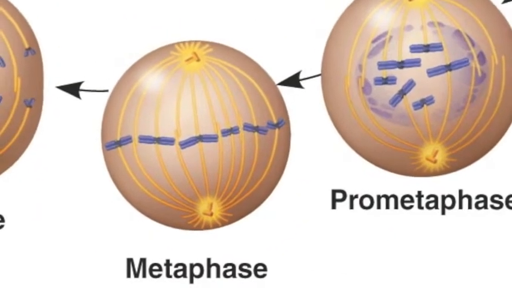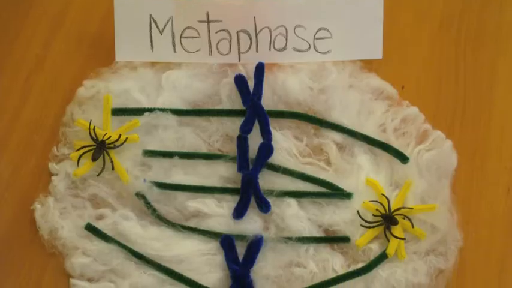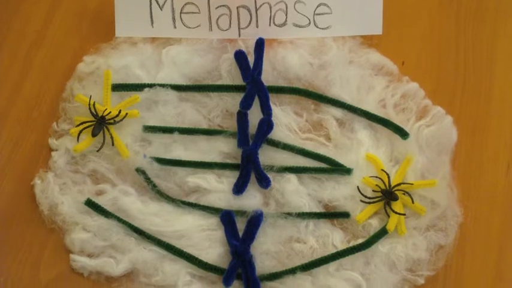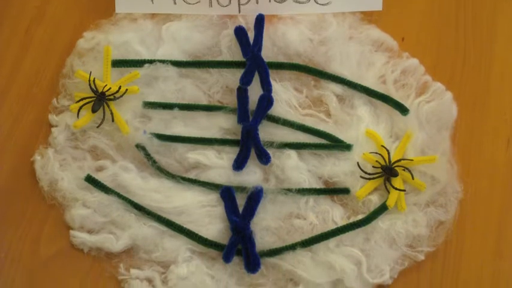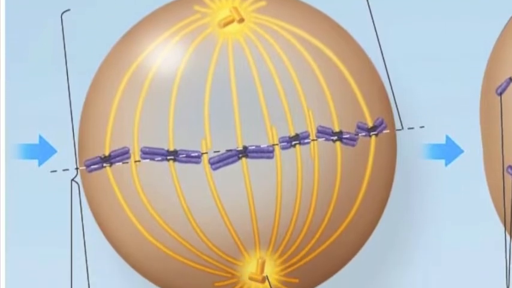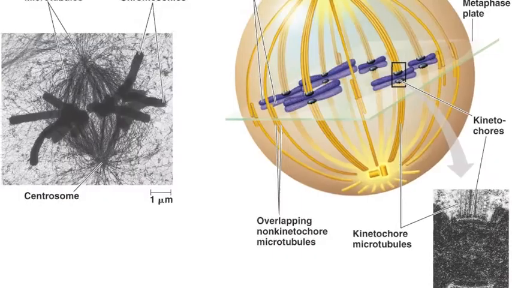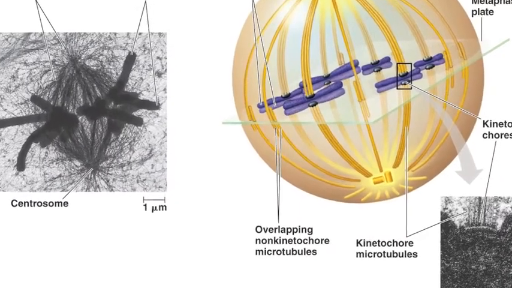Metaphase is next in the process of mitosis. Metaphase is the longest stage of mitosis. It can last about 20 minutes. The centrosomes are now at opposite poles of the cell. Chromosomes line up on the metaphase plate. The chromosomes' centromeres lie on the metaphase plate. Each chromosome's kinetochores are attached to the microtubules coming from the opposite poles.